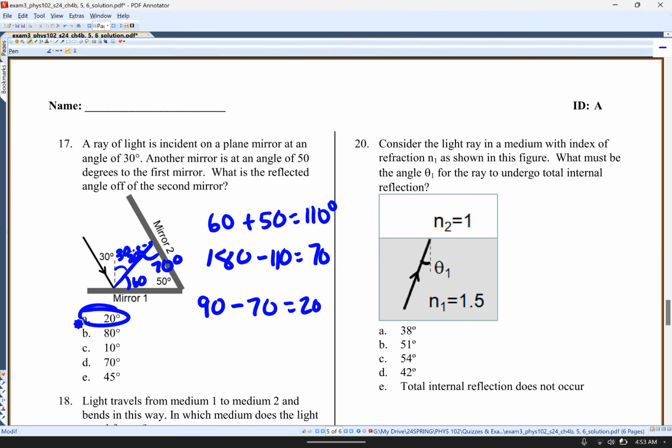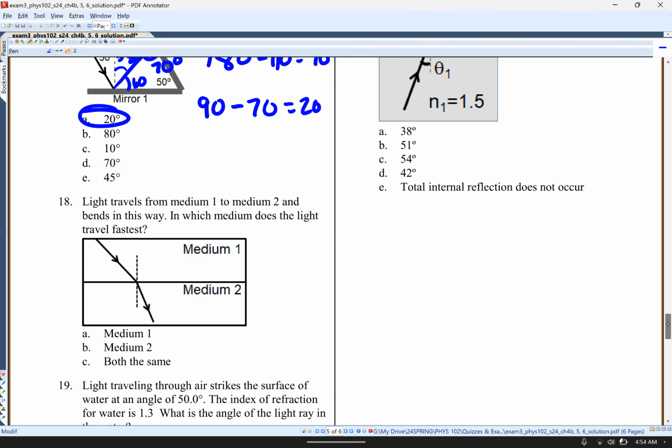All right, light travels from medium 1 to medium 2. In which medium does the light travel fastest? Let's draw our wavefronts. Here it's going to slow down so that this swings around. So medium 1 travels fastest. This also has a lower n. That's not what I asked, but low n right here, high n right here. But light travels faster in medium 1.